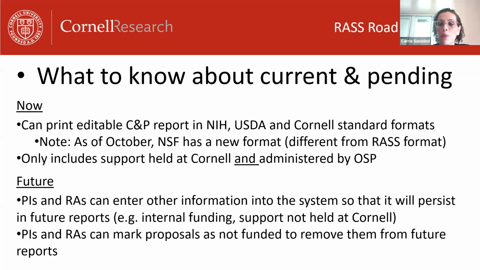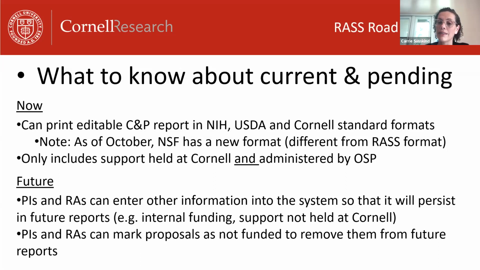What we're currently working on is a tool to better support current and pending in the system. We do have some functionality available now in RASS that supports current and pending. So for example, you can print a current and pending report out of the system in various formats with the data that RASS knows about. So projects that have an OSP number, you can print those on a current and pending report.